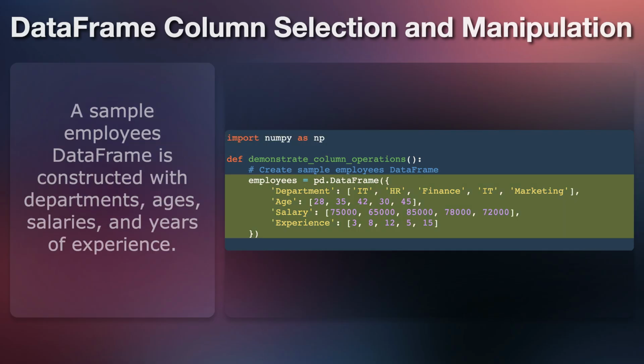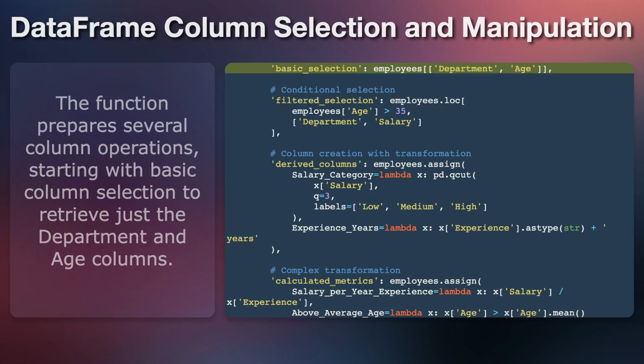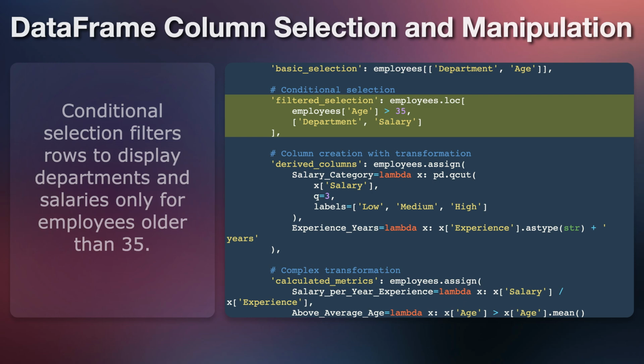A sample employees data frame is constructed with departments, ages, salaries, and years of experience. The function prepares several column operations, starting with basic column selection to retrieve just the department and age columns. Conditional selection filters rows to display departments and salaries only for employees older than 35.